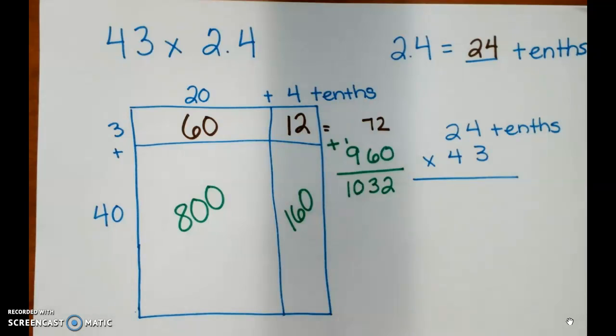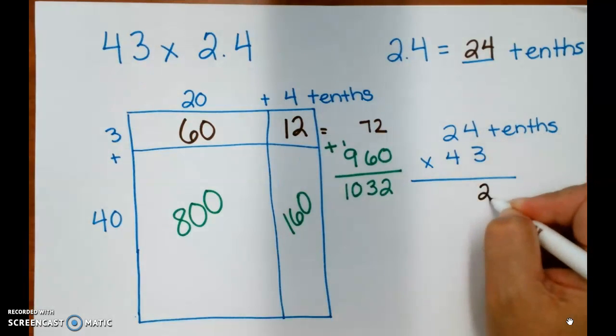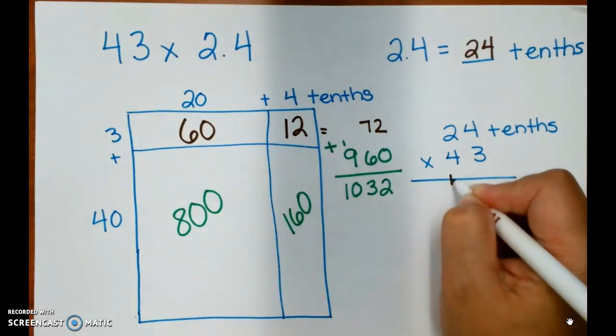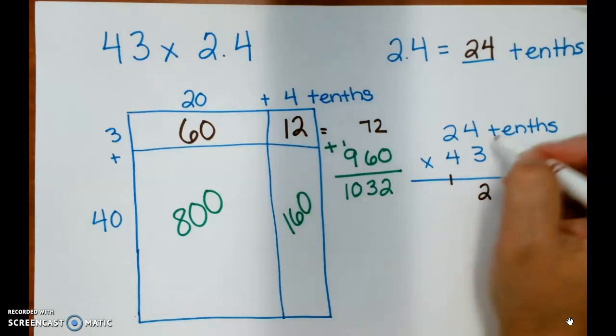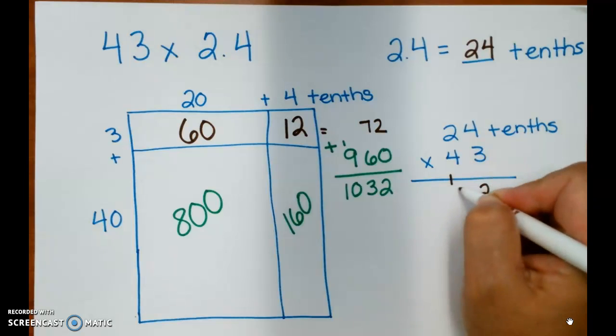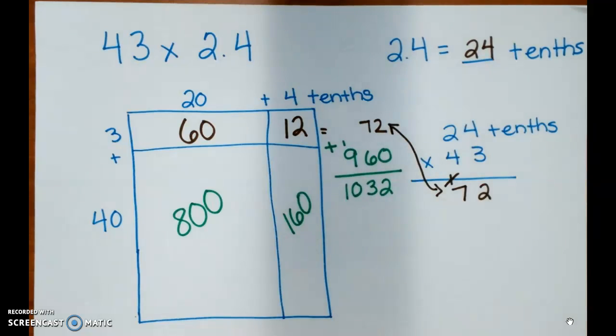Now, before I do anything else, I'm going to do my standard algorithm, and then we're going to convert this back to tenths. So 3 times 4 is 12, and I'm going to write down my 1 over here by my tenths place so I don't lose it, because 3 times 4 is 12. So I write down my 2, keep my 1 in the tens place. Now 3 times 2 is 6, plus 1 more is 7. And there I have the same 72 that I got from my area model.